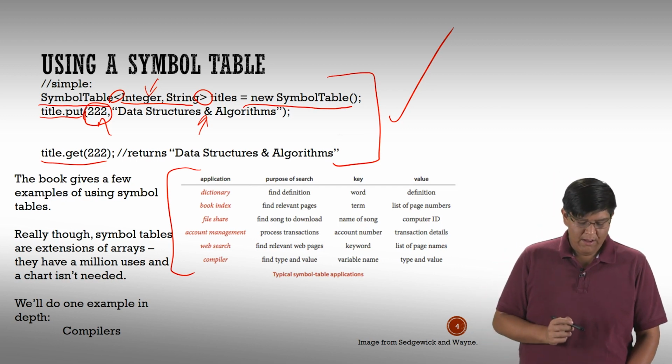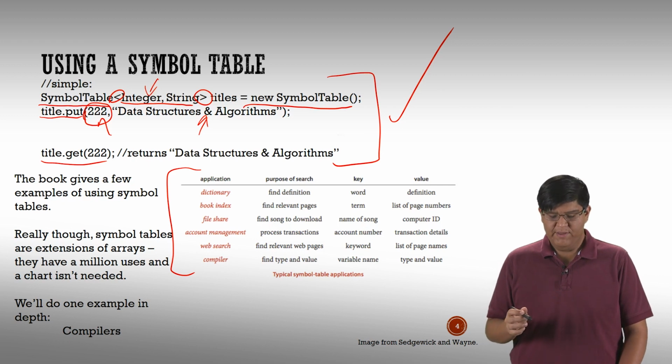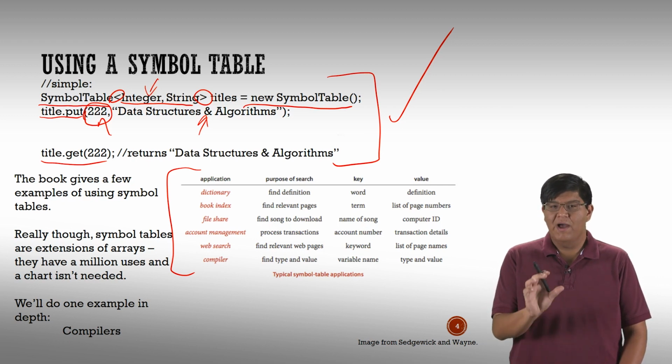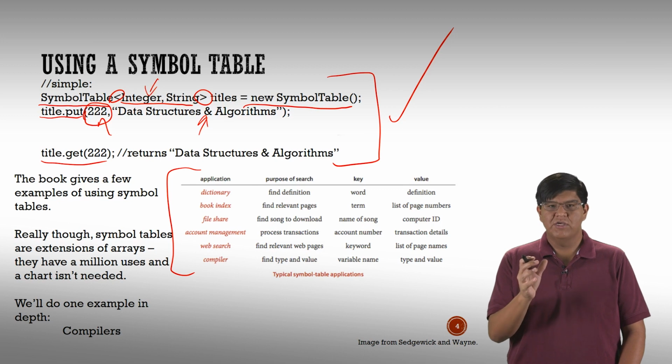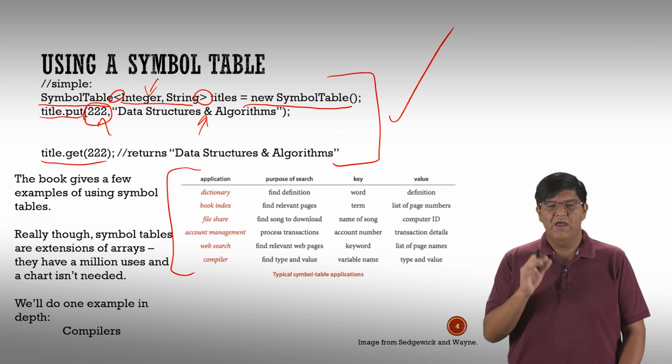All right, so one example we'll do in depth, and I'll do this in the next video, is in compilers. I'm going to introduce a couple ideas about how compilers work. Compilers actually use a symbol table to keep track of your variables during their compilation step. So we'll do that in the next video. For now, just think to yourself that symbol tables, you can use them anytime you would use an array. They're really straightforward, very useful whenever you have multiple pieces of data that you want to store.